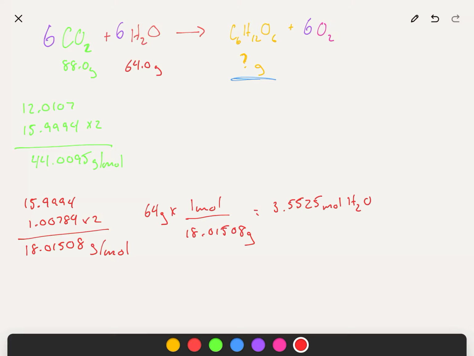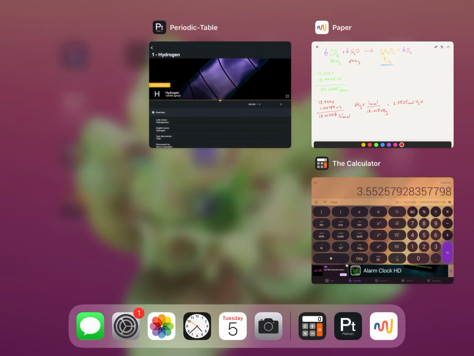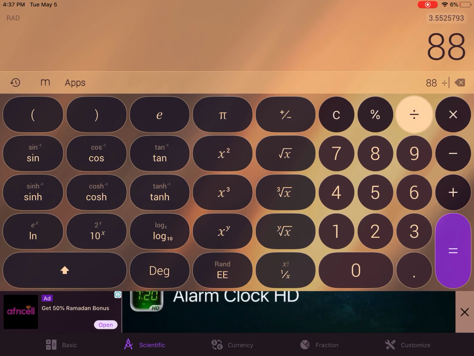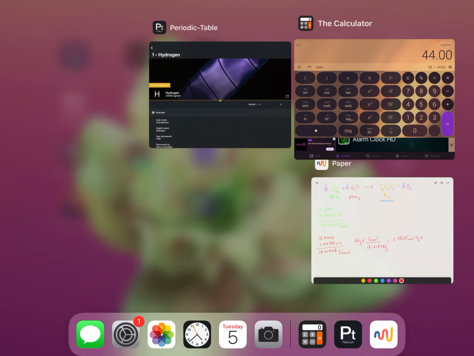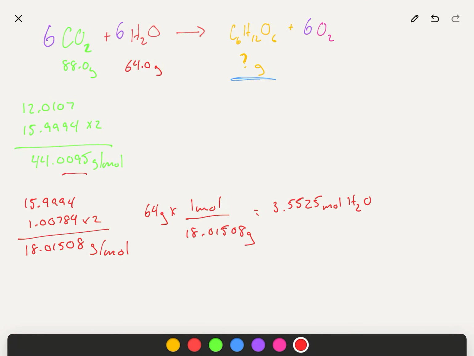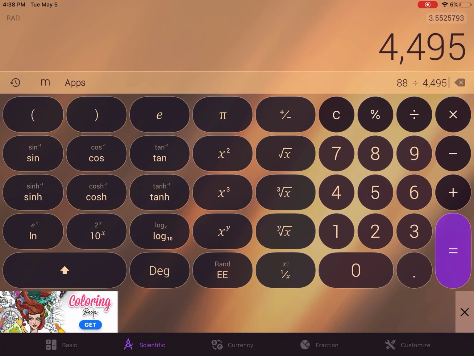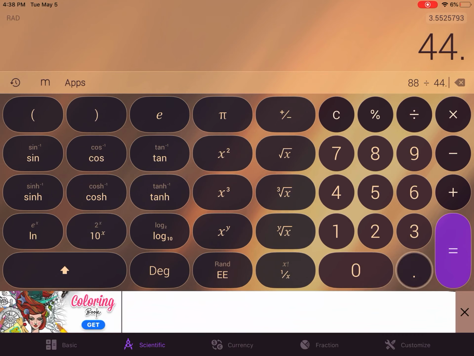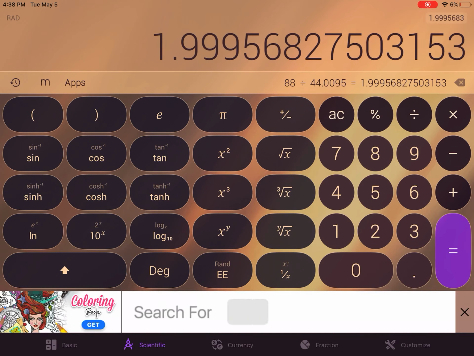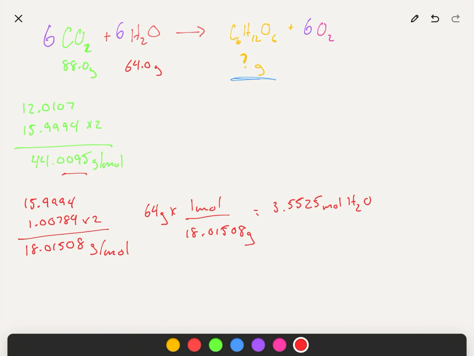Now carbon dioxide, we have 88 grams. We're going to divide by 44.0095. And find that we have 1.9995 moles of carbon dioxide. So 88 times 1 mole over 44.0095, 1.9995 moles.